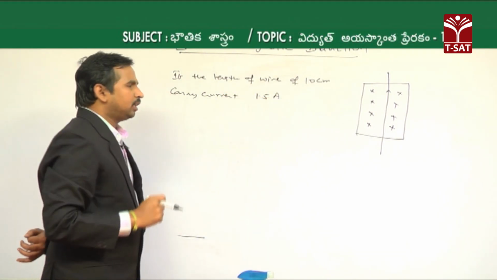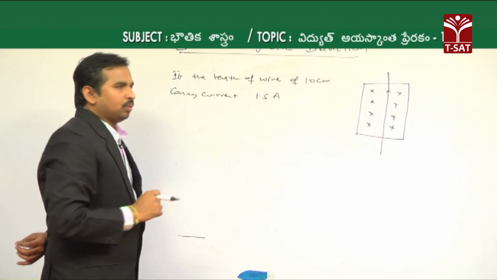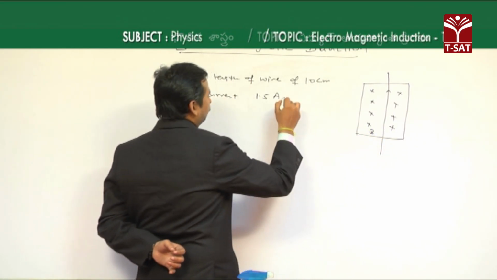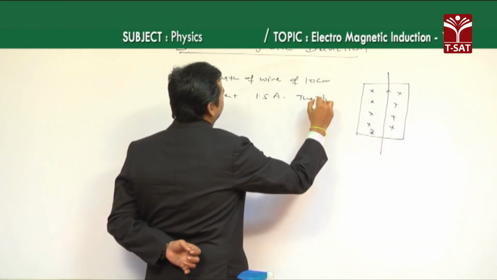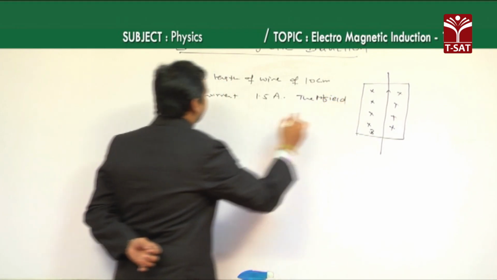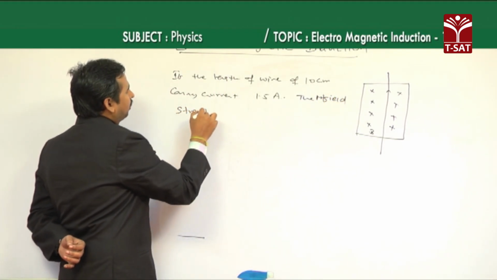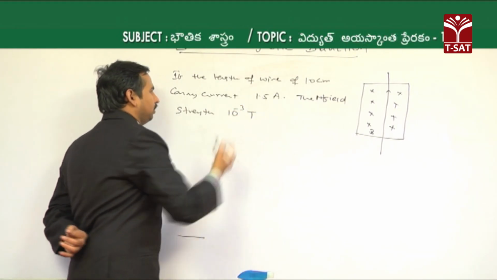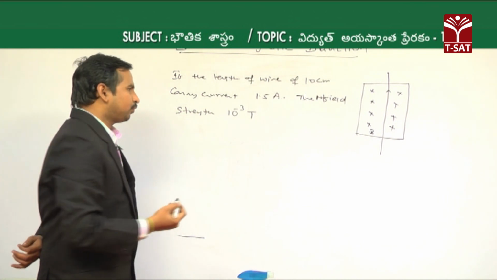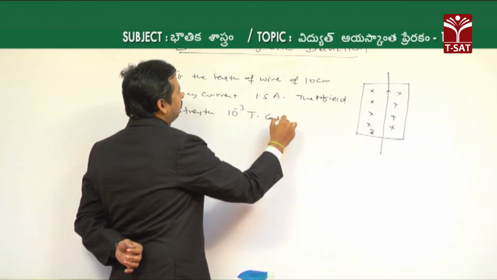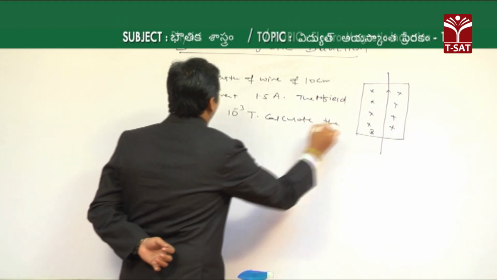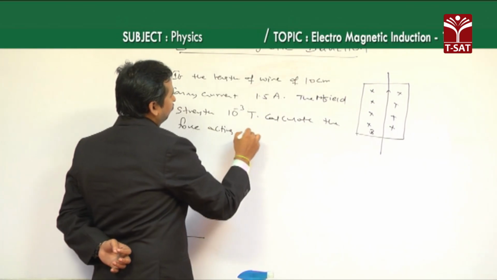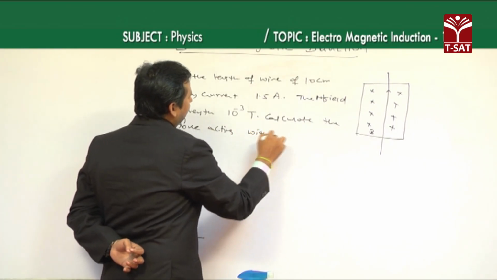Okay. For this 10 centimeters wire, as the current passing here is 1.5 amperes, let us suppose the magnetic field strength B that we are taking is 10 power minus 3 Tesla. Then what we have to find is to calculate the force acting, with its direction.